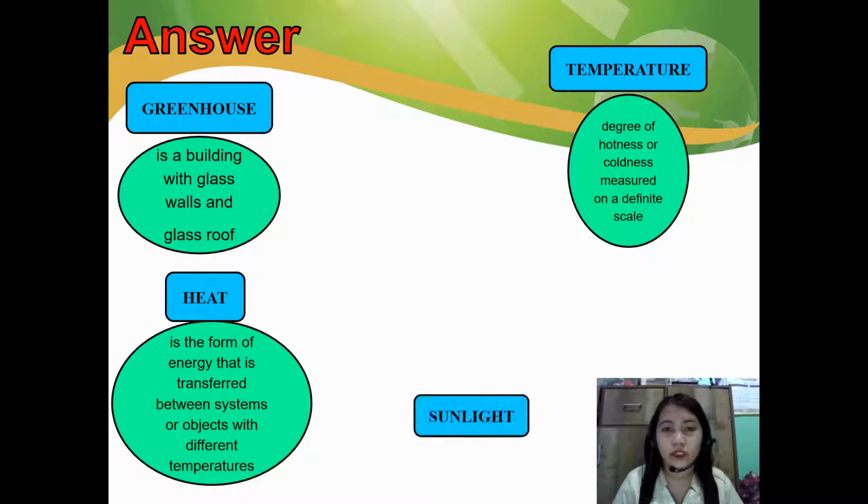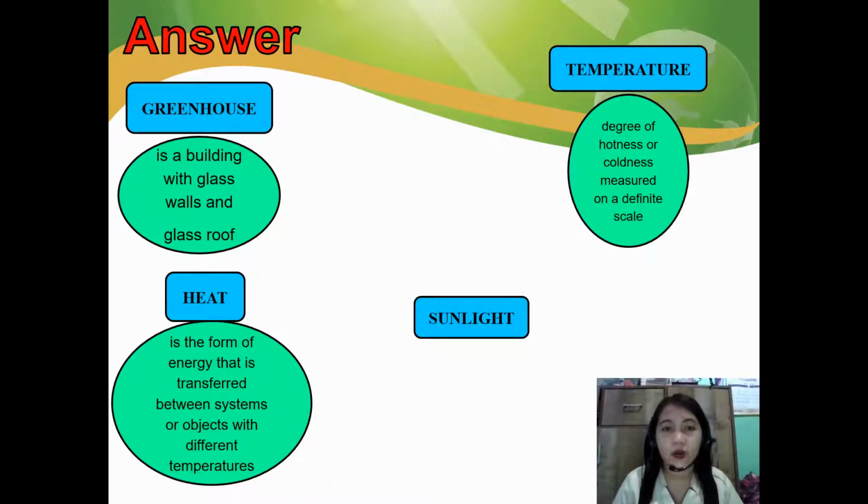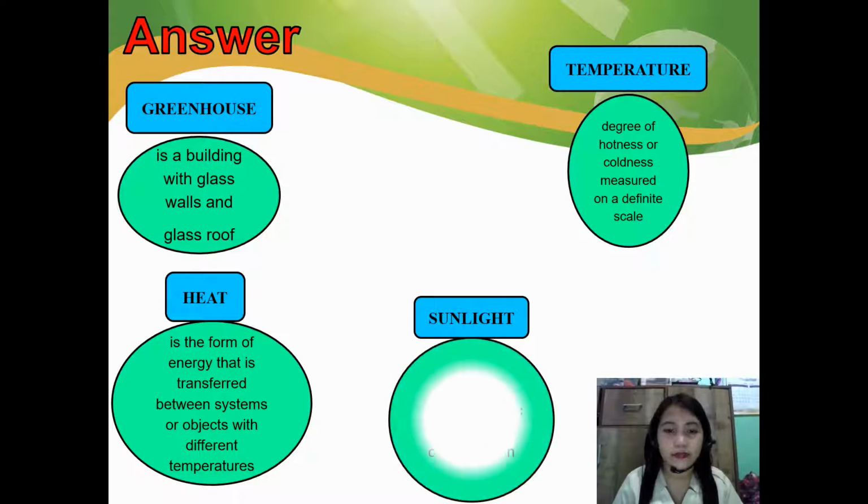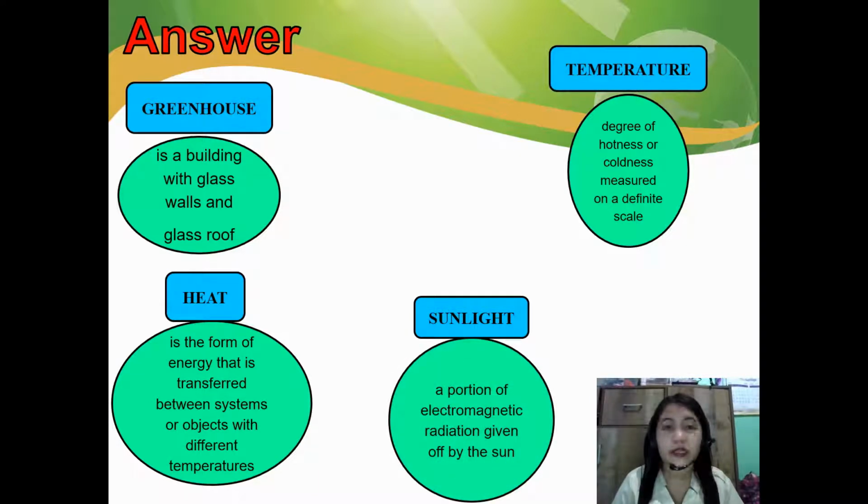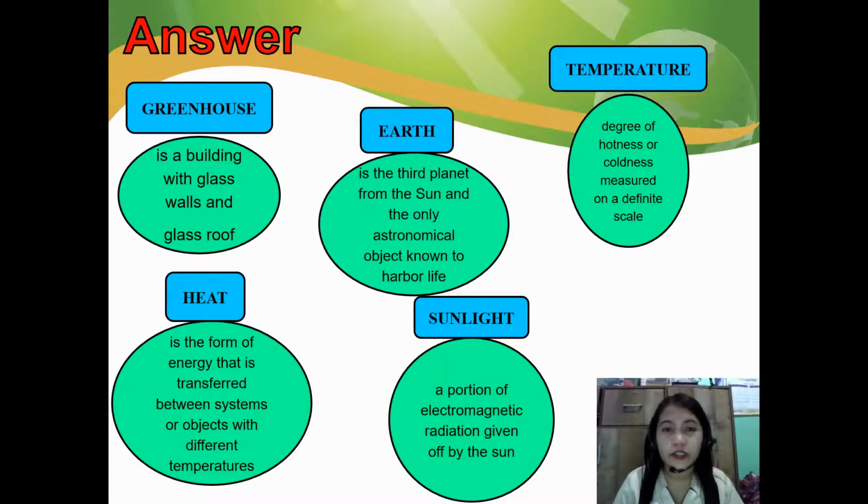And the fourth word we have sunlight. So what is sunlight? Correct. Sunlight is a portion of electromagnetic radiation given off by the sun. And our last word is Earth. Of course, Earth is the third planet from the sun and the only astronomical object known to harbor life. Good job, everyone!